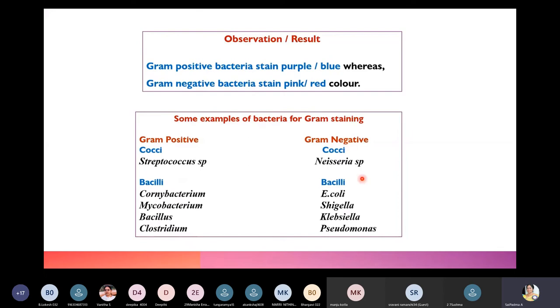Whereas in the case of Gram-negative bacilli, examples are E. coli, then Shigella, Klebsiella, and Pseudomonas. So these are the aim, principle, and procedure for us to perform the Gram staining experiment.